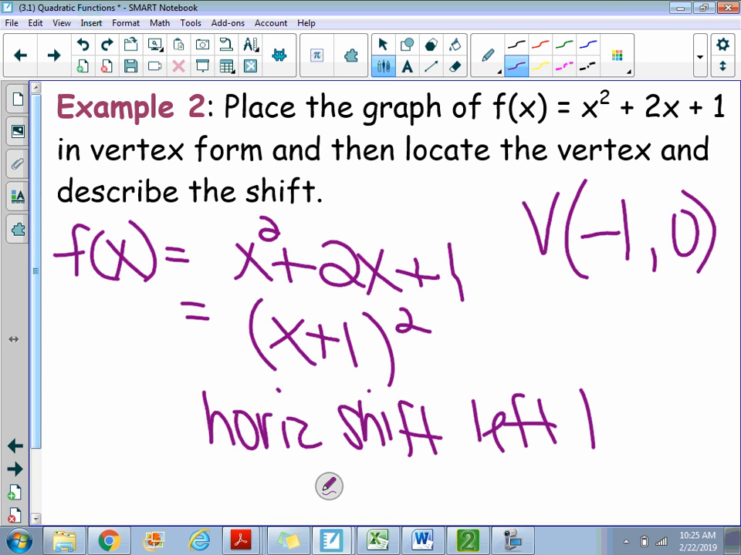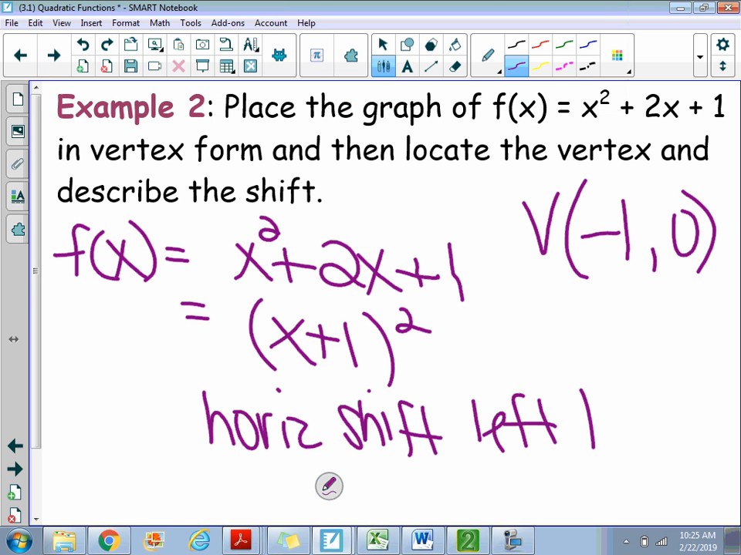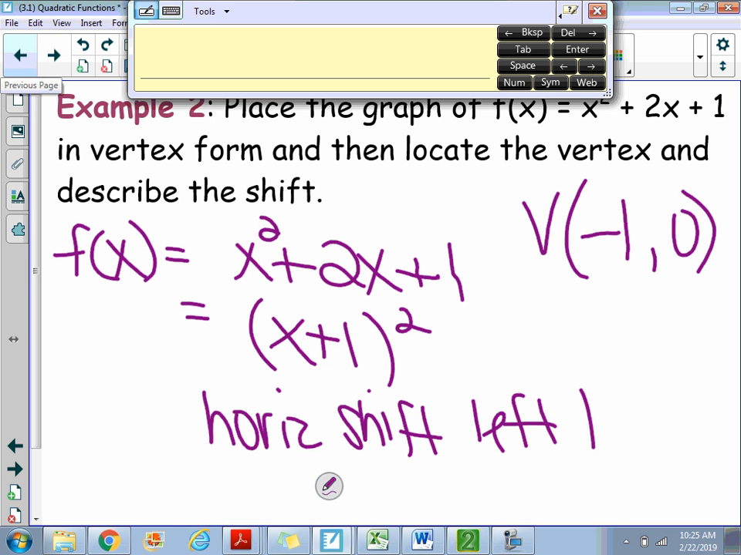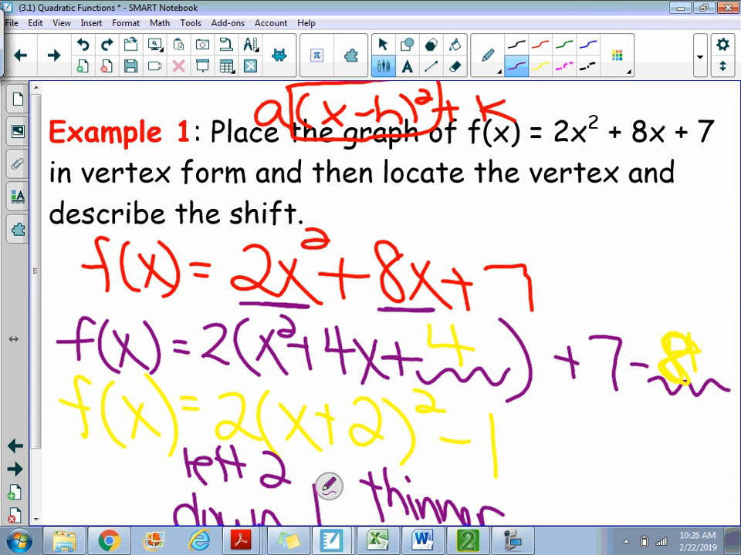If you go to the problem before that, I forgot the vertex. Let's do the vertex over here. What was our vertex here? Negative 2, negative 1. Again, x lies, y tells the truth. Okay?